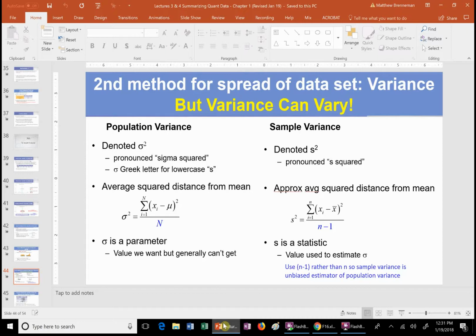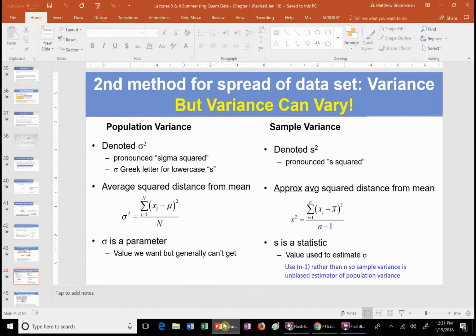So this is a parameter, it comes from the population. We would like that, but we generally can't get it. So sometimes you hear something about the average squared value. That's the average of the squared distance, okay? Of course, we can't get the parameter because we can't get everybody in the population, so we usually settle for the sample variance. It's written as S squared, and it's almost the average of the squared distances from the sample, except what's different? Why is it not exactly an average?